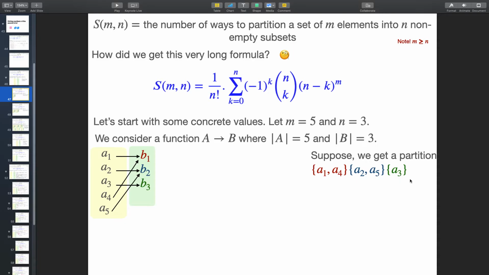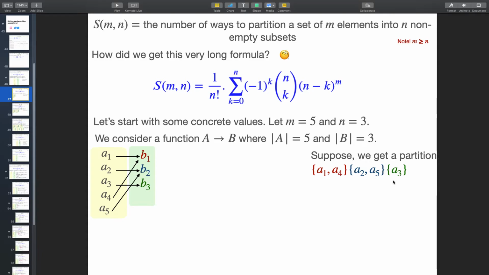So, it seems makaka-generate tayo ng onto functions, surjective functions, given a partitioning. Now, notice na hindi lang ito yung surjective function na pwede nating makuha from this one, right?